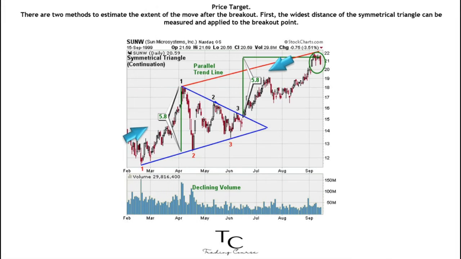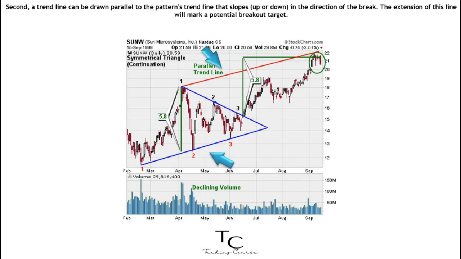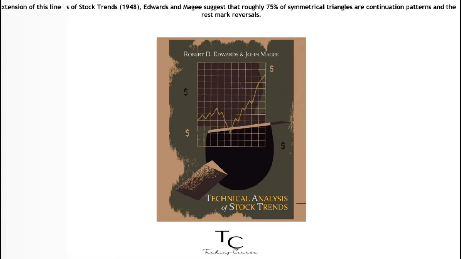Price target. There are 2 methods to estimate the extent of the move after the breakout. First, the widest distance of the symmetrical triangle can be measured and applied to the breakout point. Second, a trend line can be drawn parallel to the pattern's trend line that slopes, up or down, in the direction of the break. The extension of this line will mark a potential breakout target.